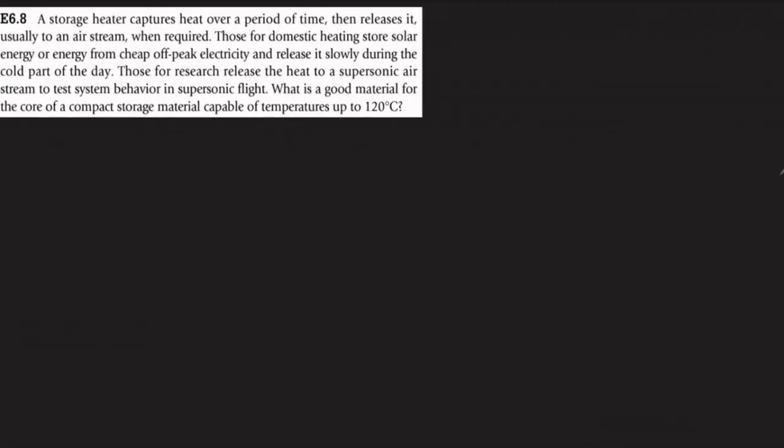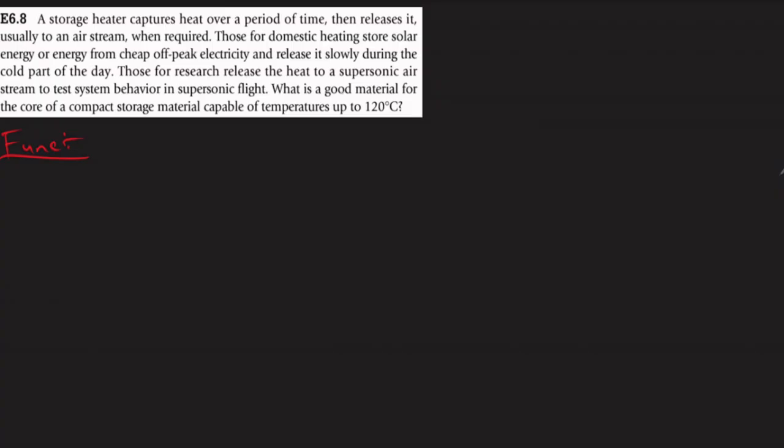So for question 6.8, the last question in this series, we have a storage heater. Take a second, pause the video and read the question. So the same as the others, we are looking for the function, constraints, objective, and what? Free variable. So for the function, let us read the question. A storage heater captures heat over a period of time. Then it releases it, usually to an air stream, when required. Those for domestic heating store solar energy or energy from off-peak electricity and release it slowly during the cold part of the day. Those for research release the heat to a supersonic air stream to test system behavior in supersonic flight.